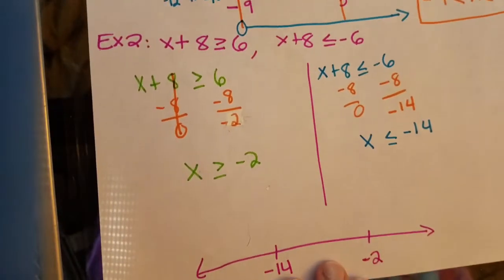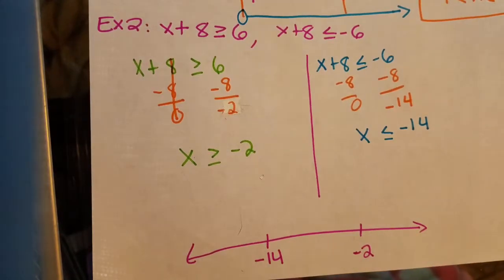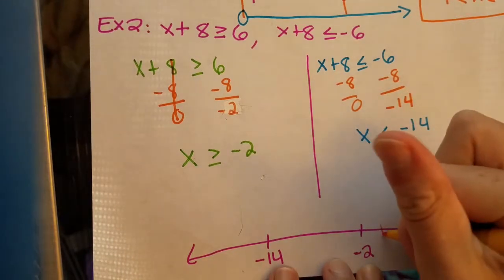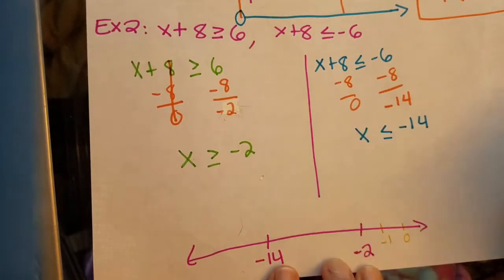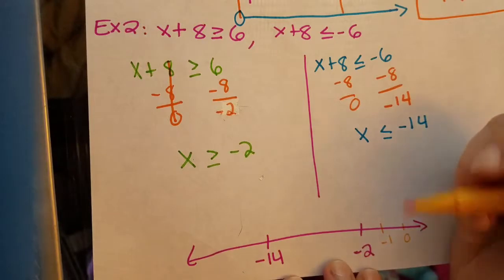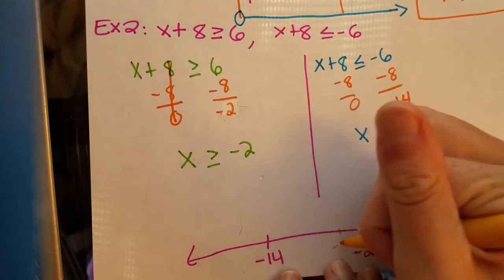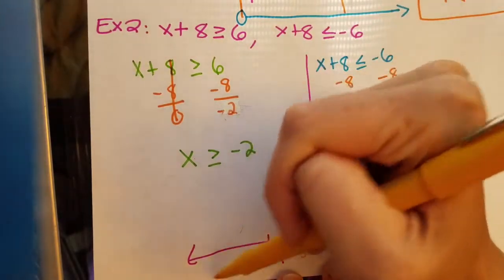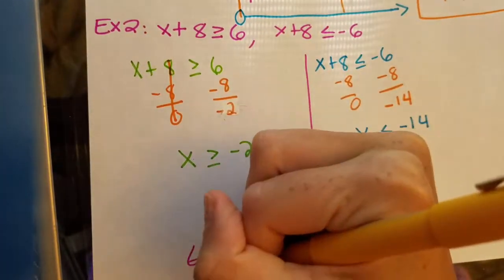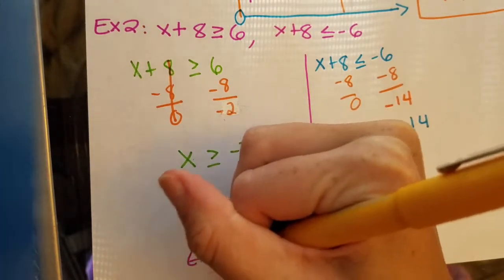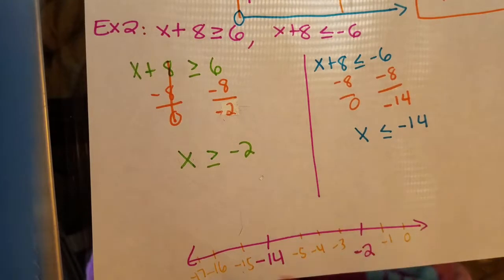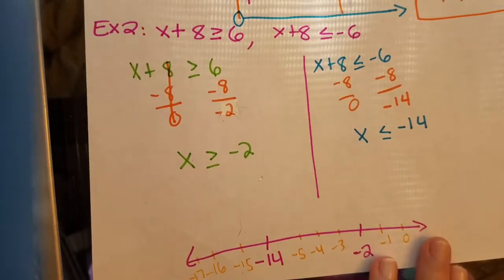So if it helps you to write in a few numbers, you can do that. Some people that does help them. So things that go on this side of my number line are things like -1, 0. Things in between -14 and -2 are things like -3, -4, -5. Alright, and things that are smaller than -14 are things like -15, -16, -17. So that might help you just when you're trying to determine where to write your arrows, but you don't have to do that. So, let's continue on.